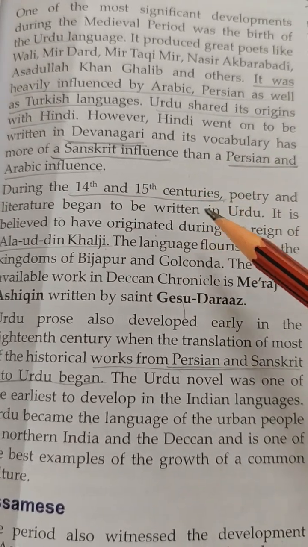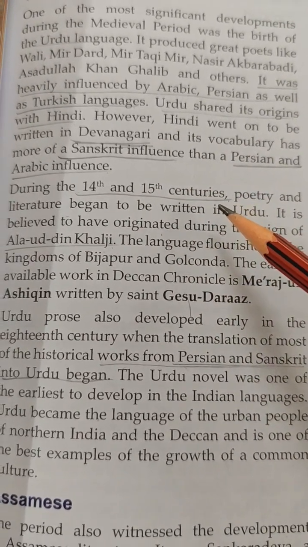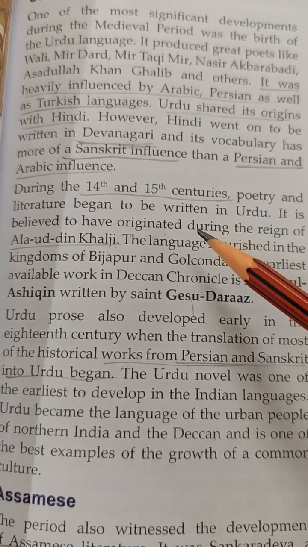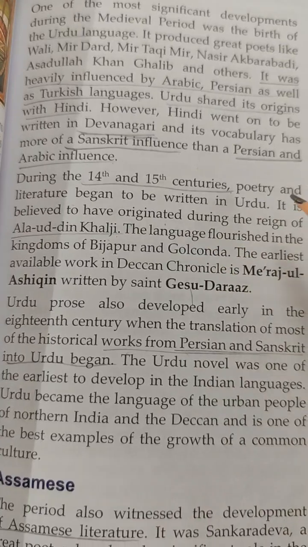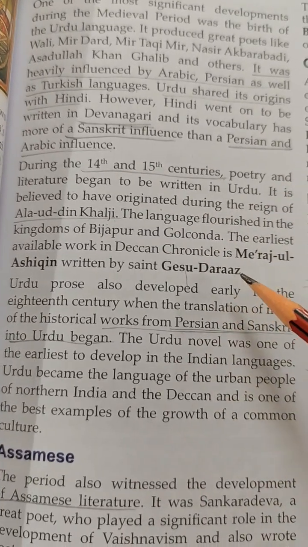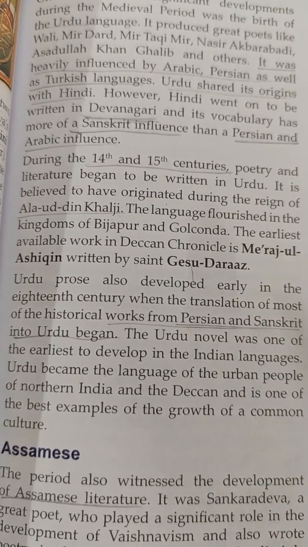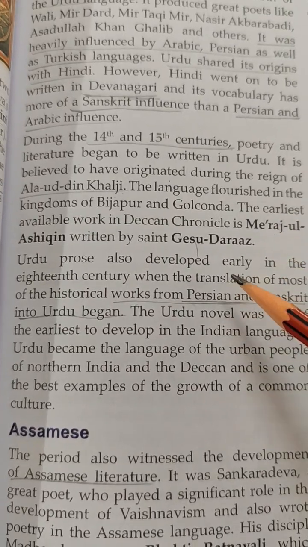Then during the 14th and 15th centuries, poetry and literature also began to be written in the Urdu language. It flourished during the time of Alauddin Khalji. Even the works that were written in Sanskrit and Persian languages were later on converted into Urdu.